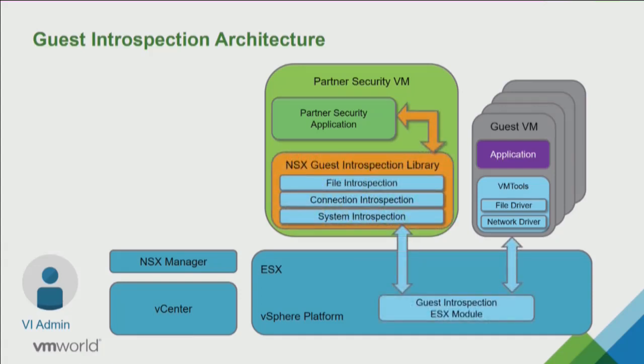The partner takes our guest introspection library. This is the SDK that Vinay was alluding to, and they build this into their security VM. What that SDK does is it gives them access into the processes, the files, the system events, and some of the socket calls that occur on the VM. Anytime any of these system calls occur, the partner VM gets a notification, and they can decide based on the antivirus policy, for example, whether or not they want to deal with that.